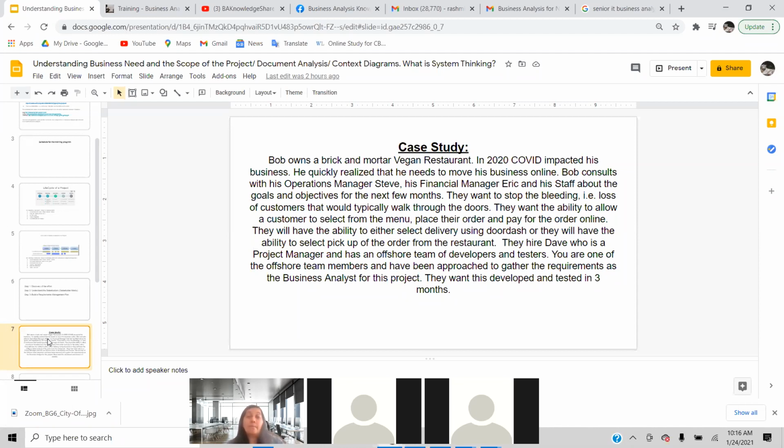So I'm going to pause here and ask a question. As a BA, what would you think your first steps would be before actually getting into the step by step? Just what's your gut feeling? What should your first steps be? Gathering the requirements. Okay, that's one. What else?